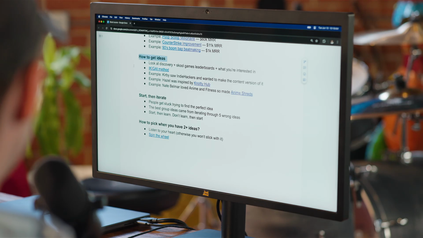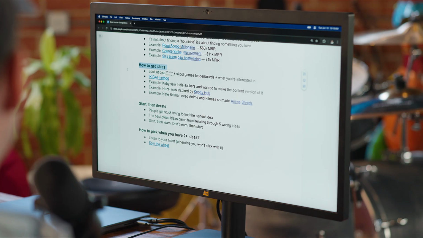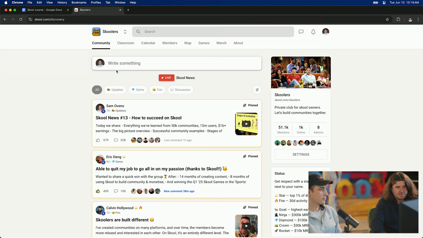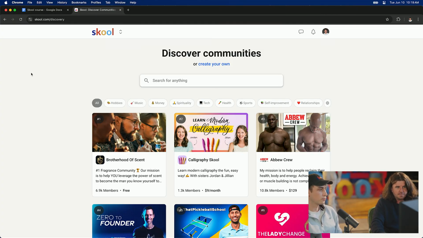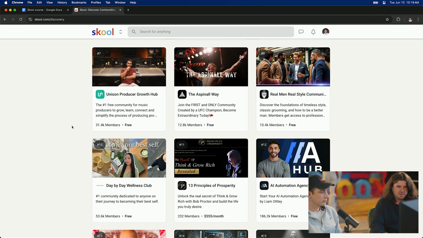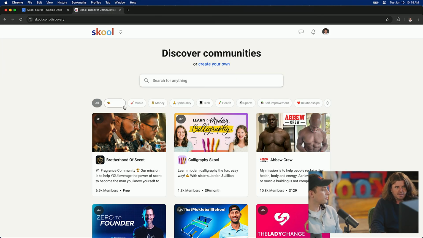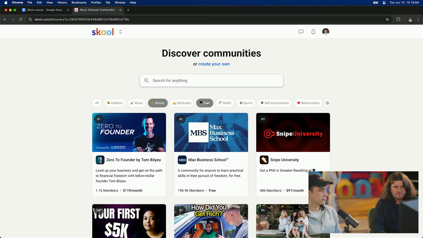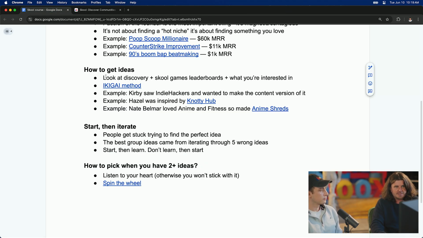Now let's look at how to get ideas. If you just look at Skool Discovery, you can do that by going to skool.com and then navigating here to Discover Communities. You can scroll through different communities and see what they're doing, see what they're saying on their About page, see what they're charging. You can even flick through different categories like hobbies, music, money, tech, right? And this might start to give you some ideas.